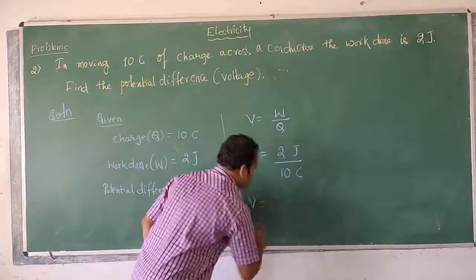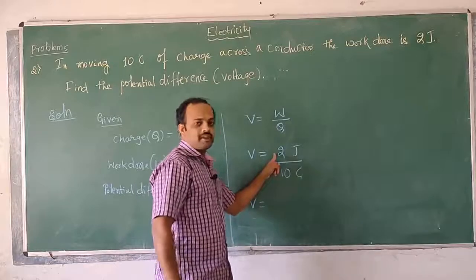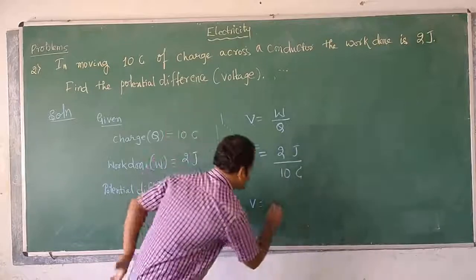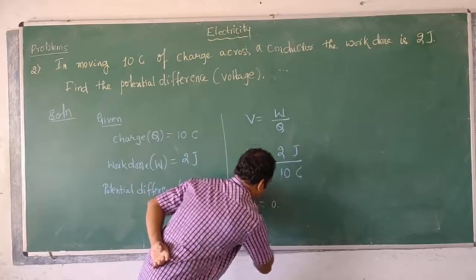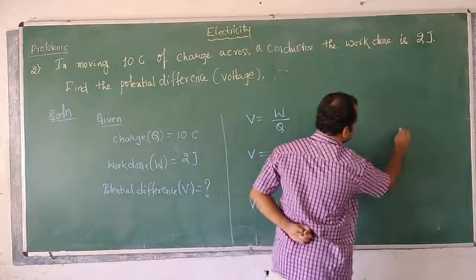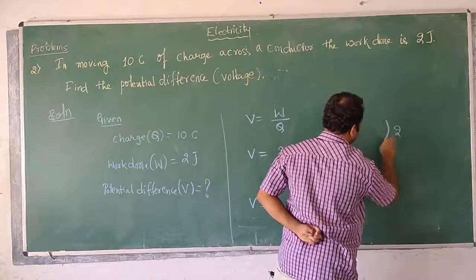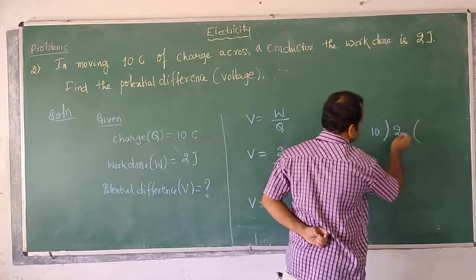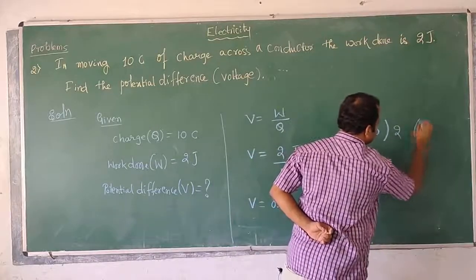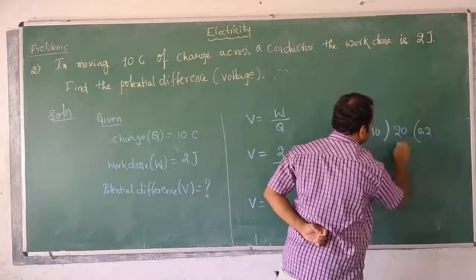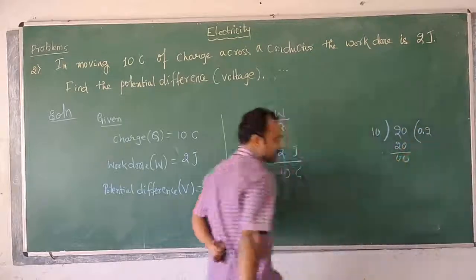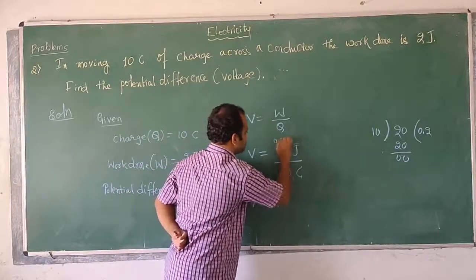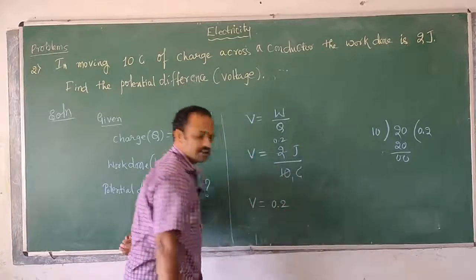Divide it. What will you get? V is equal to 2 is a smaller number, 10 is a bigger number. Therefore, we have to put the point. Therefore, 0 point. If you put 0 point, 2 becomes 20. Therefore, 0.1... 0.2. 20 minus 20 is 0.